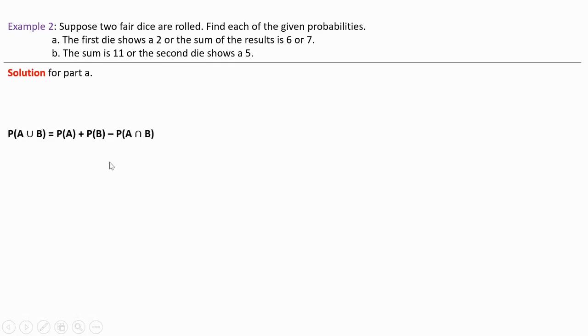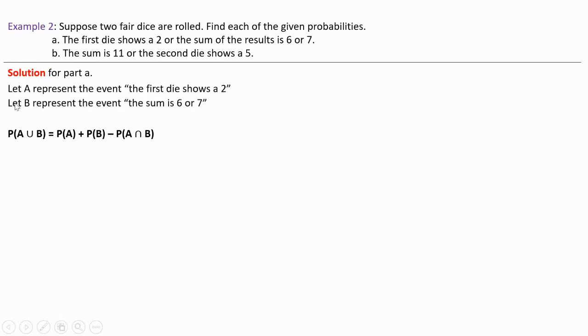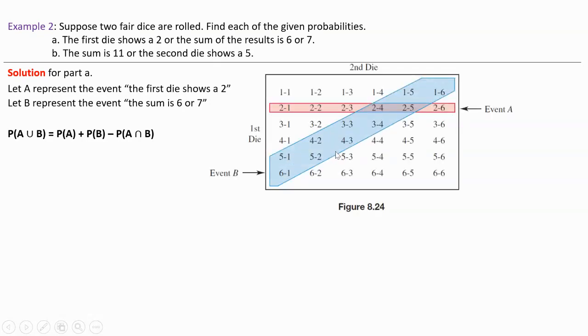So for part A, again, we use the same formula. Since the first die shows a 2, that'll be the set A. Set A represents the first die shows a 2. Then set B will be the result: the sum is 6 or 7. That'll be set B. So let's give here all the choices, guys.